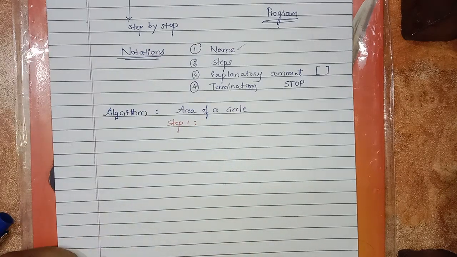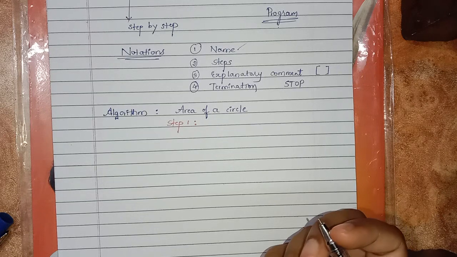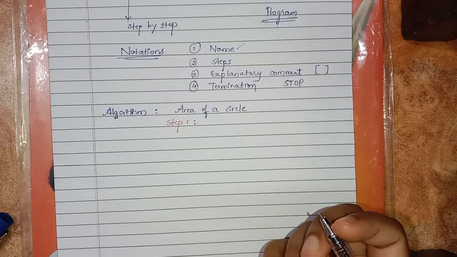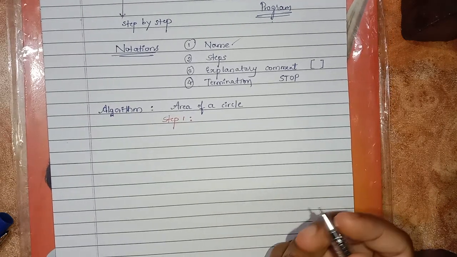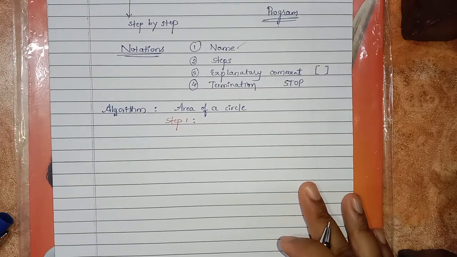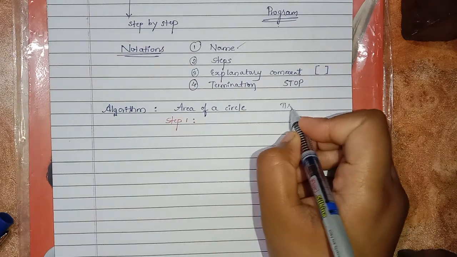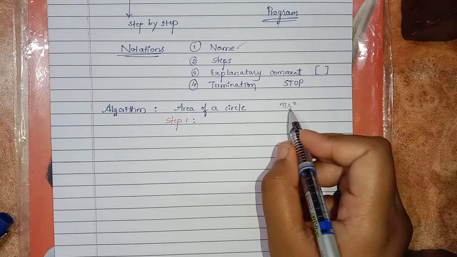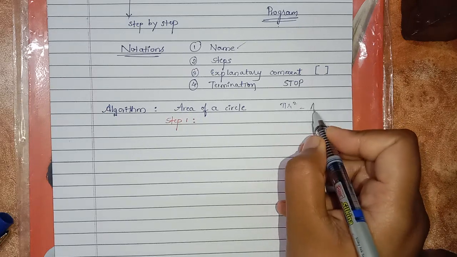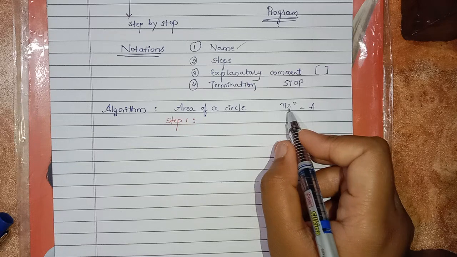Step 1. What is your step 1? So what is the area of the circle? You know it, pi r square. So for that, what should you know? You should read the radius, meaning the given thing. What is the given thing? Area of circle is pi r square. So if you substitute the value of r, you will get the area of circle A. So you should know the r first.